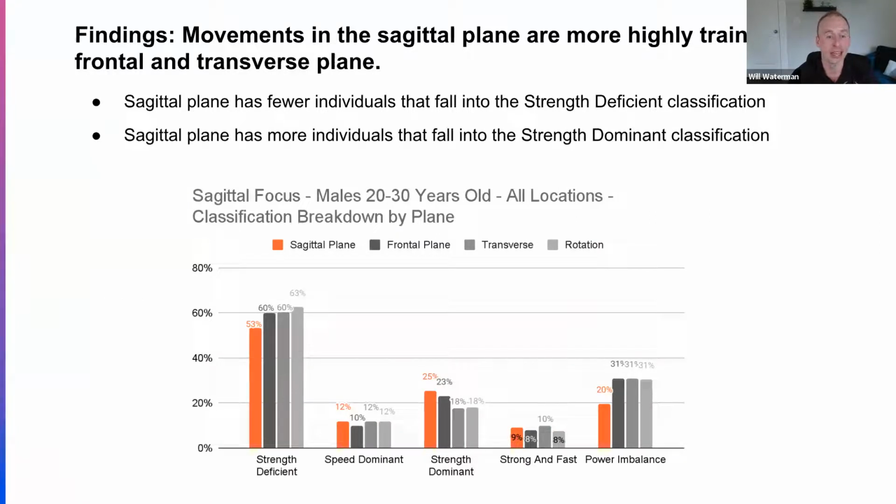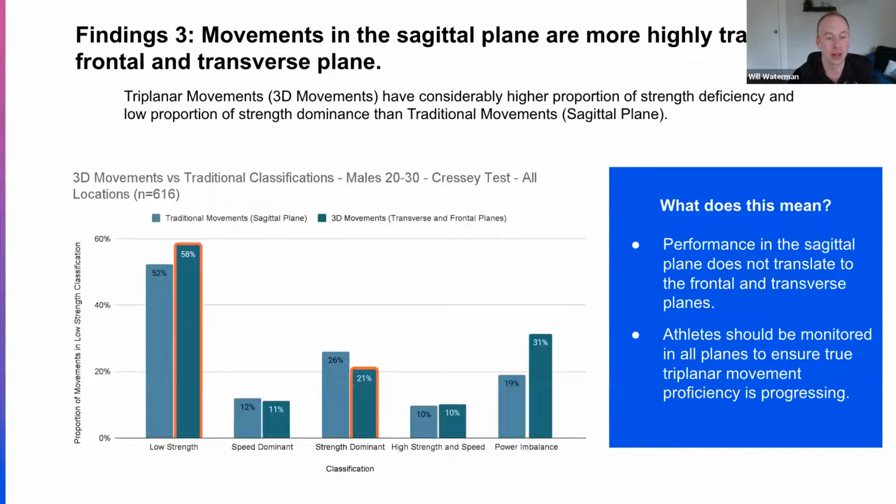You're also going to see, if you look at different planes, sagittal plane movements versus frontal and transverse or triplanar movements, that in the sagittal plane way fewer people fall into the strength deficient category. A lot more people are strength dominant. And kind of the inverse of that is if you look at triplanar or frontal and rotational plane movements, a lot more of those movements need to be training baseline strength and improve power production.